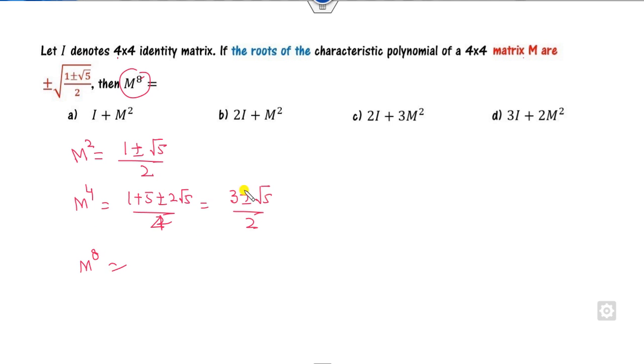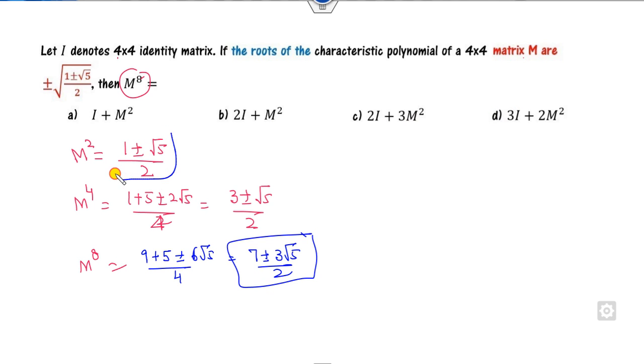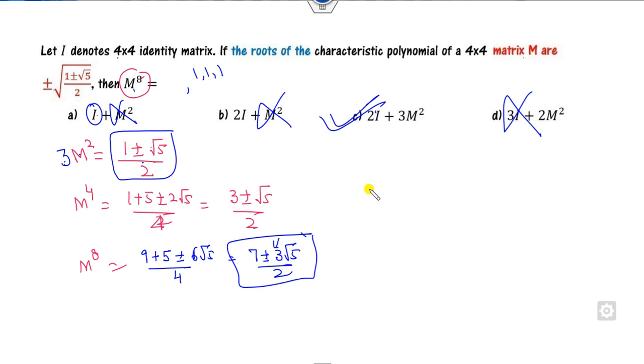What are the eigenvalues of M to the 8? Again squaring them: 9 plus 5 plus minus 6 root 5, over 4. So it's 14, that's 7 plus minus 3 root 5, over 2. This is M4. I need M square, that is here. Now that's very simple. What are the eigenvalues of I? 1, 1, 1. If I take 1 plus this, it can never be 3. We need 3 times root 5. When will it be 3 times? When you multiply this by 3. So this option cancels, this option cancels, this option cancels. Only this option is the right answer.